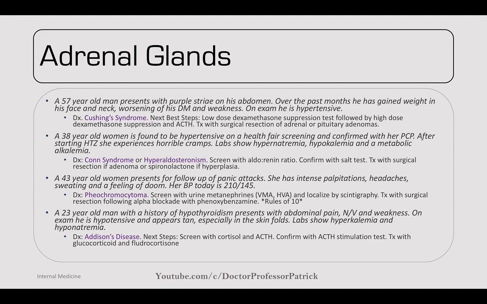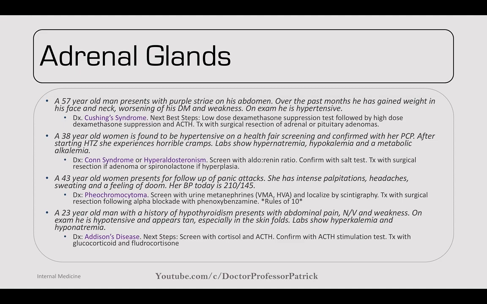So next up, we've got a 23-year-old man with a history of hypothyroidism, and he presents with abdominal pain, nausea, vomiting, and weakness. On exam, he's hypotensive, and he appears very tan, especially within the skin folds and palms. Labs show hyperkalemia and hyponatremia, so sort of the opposite of the Conn syndrome. And this is going to be Addison's disease. And the next step would be screen with cortisol and ACTH.